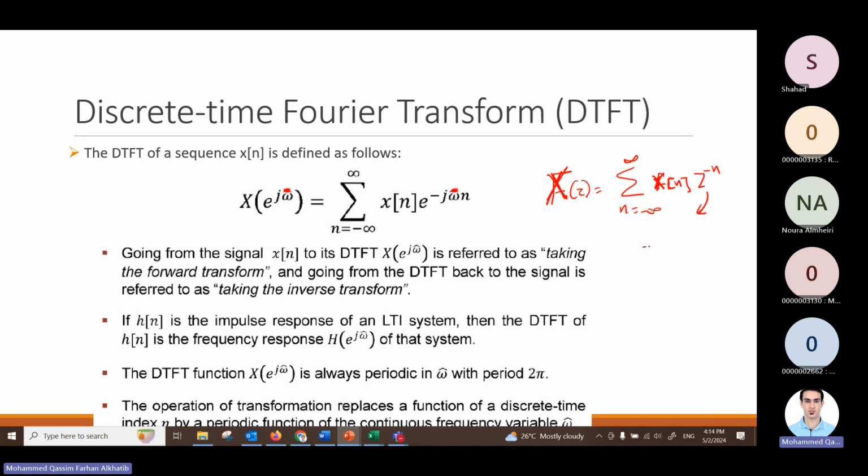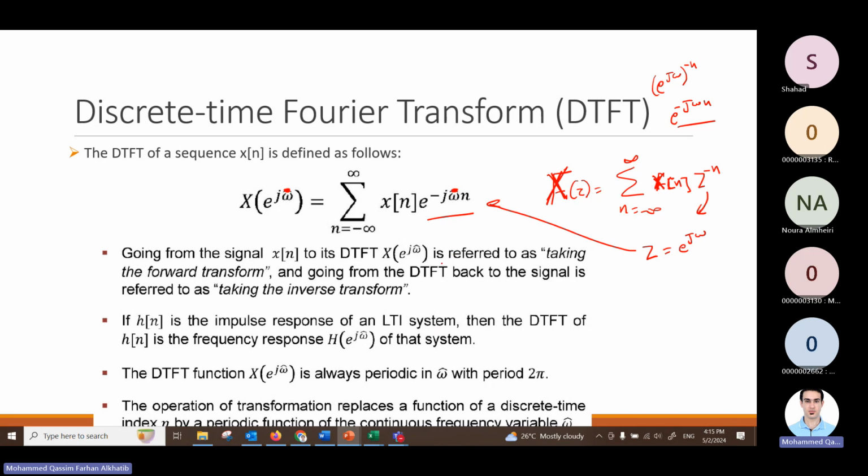Now, when we substitute z equals e to the power j omega, then we'll get e to the power j omega to the power minus n. Since this one is raised to that power, they will be multiplied: e to the power minus j omega n, and that's exactly the same expression I'm getting here. So we can use our knowledge in the Z transform and apply it to the DTFT. That's what we call the forward transform. Basically, you're going from the time domain into the frequency domain.